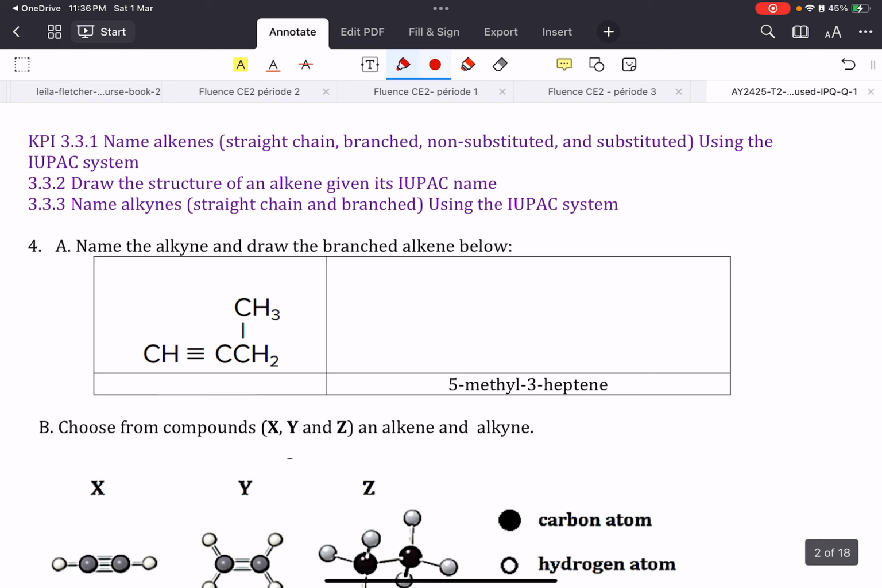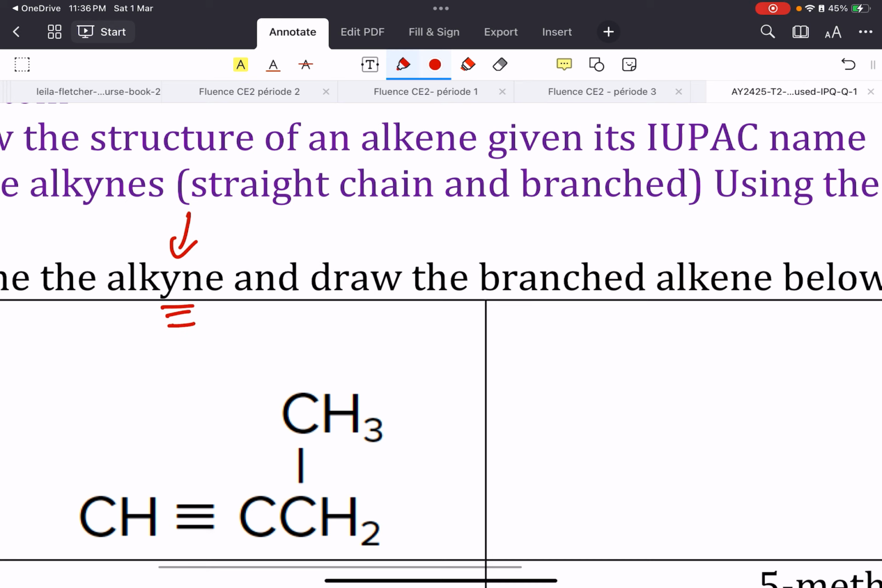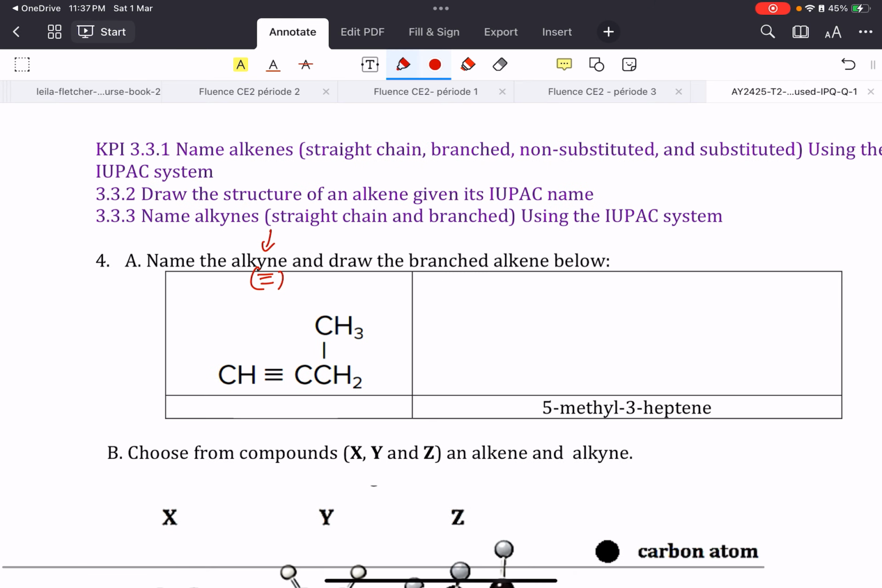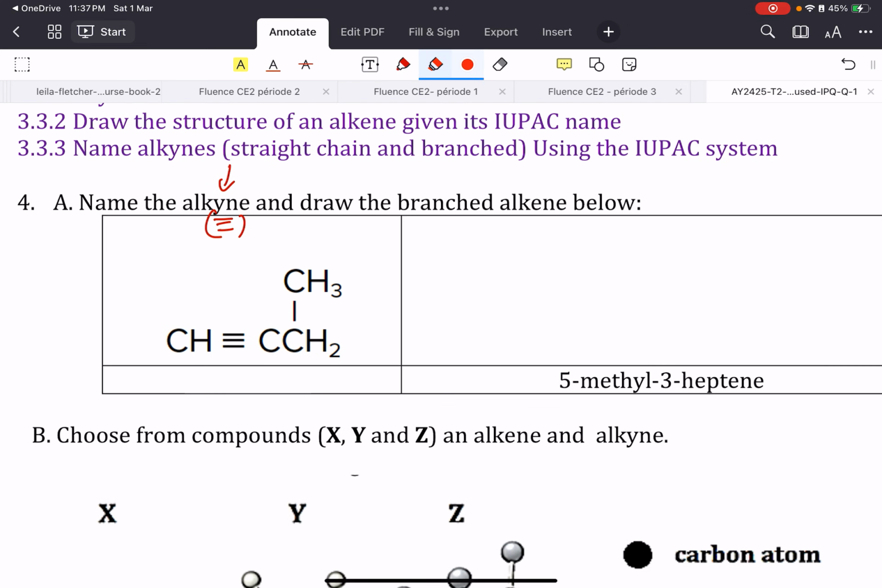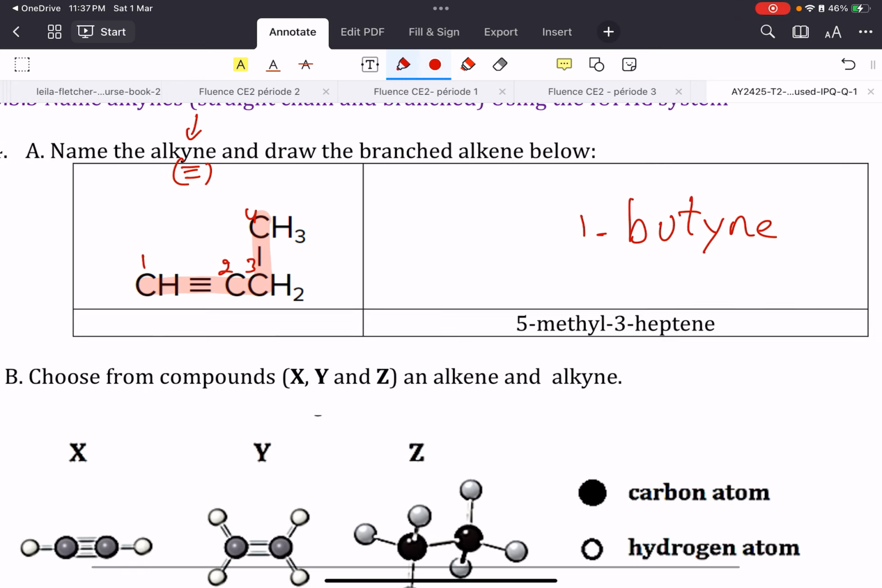Moving on with the questions. Name the alkyne. Yne means that I have a triple bond. Here is the main chain, and this main chain is made up of 4 carbons. So it's but-. Now this but has 4 carbons and there's a triple bond closer to carbon number 1. So it is 1-butyne, no branches.